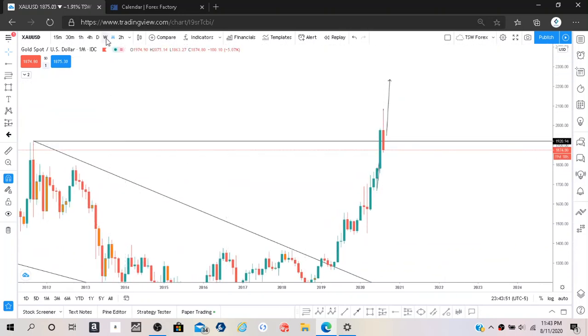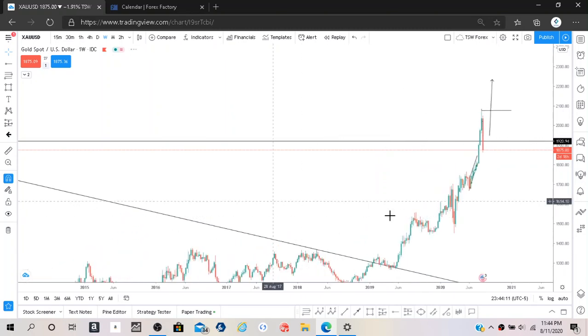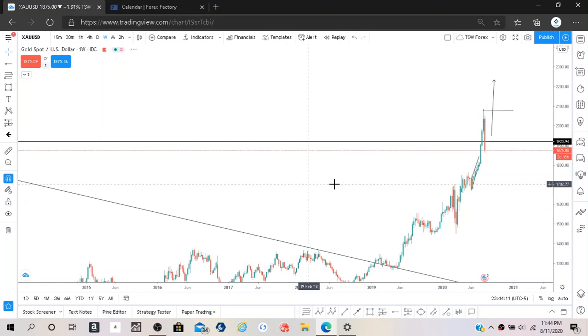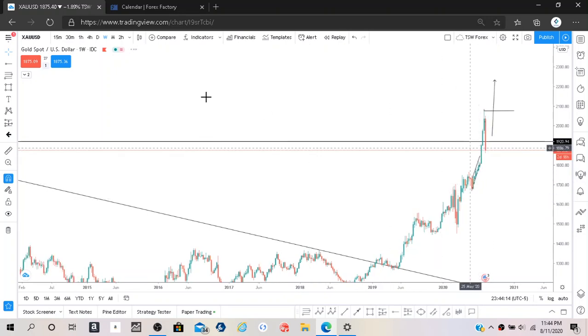Alright, on the weekly time frame, we see that price is moving very bullish towards the previous high. And remember guys, whenever price hits a new high or a new low, the tendency is that we will retest those levels. So this was the key level that we were looking at from 2011, from that high that we made at $1,920. This was the key level that we were looking at on the weekly time frame.